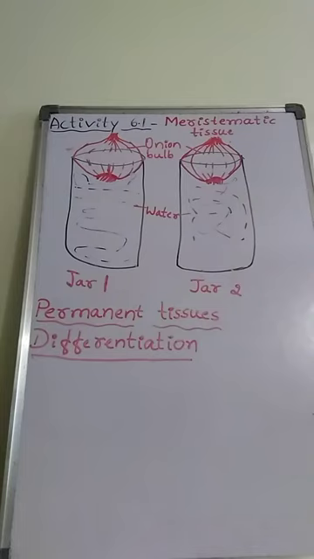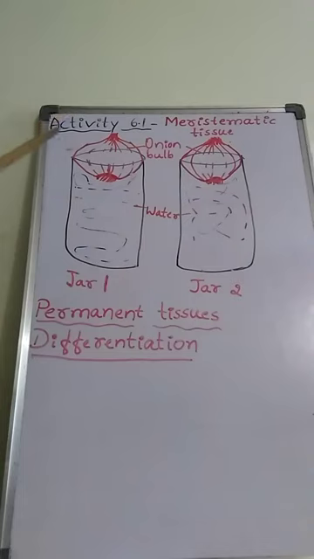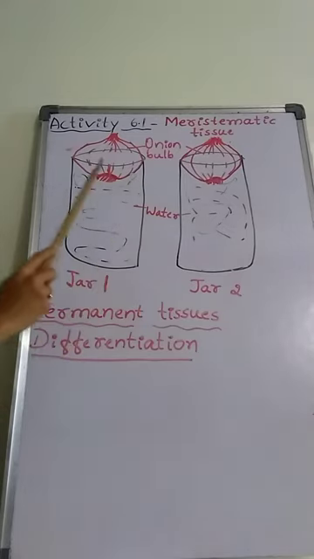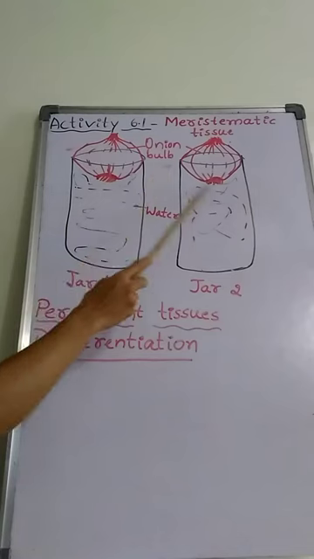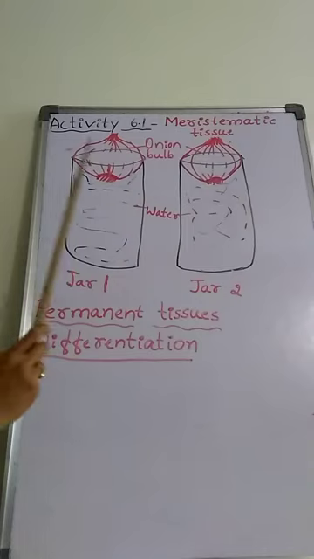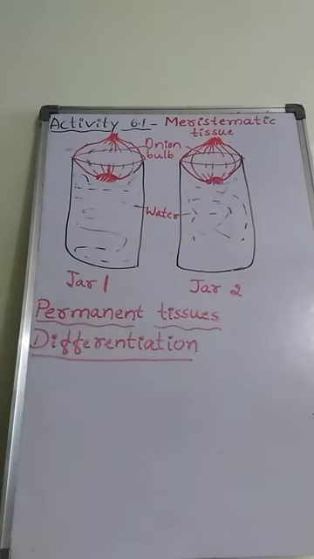After 2-3 days, measure the length of the roots of both the onion bulbs. On the fourth day, cut the root tip of the onion bulb which is present in the second jar.